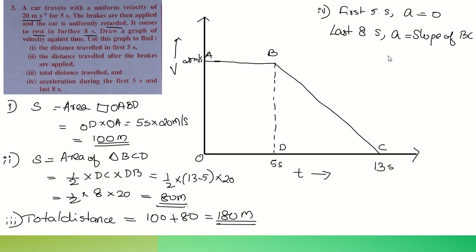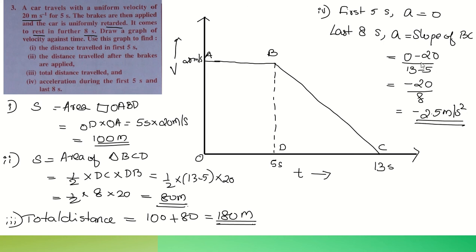So how do you calculate the slope of a graph? Final y coordinate minus initial, divided by final x coordinate minus initial. So for the y coordinate we have 0 minus 20 because it's BC, final is 0. Okay, so 0 minus 20 divided by 13 minus 5. So that's going to be minus 20 divided by 8, which is minus 10 by 4, minus 5 by 2, that is minus 2.5 meter per second square.